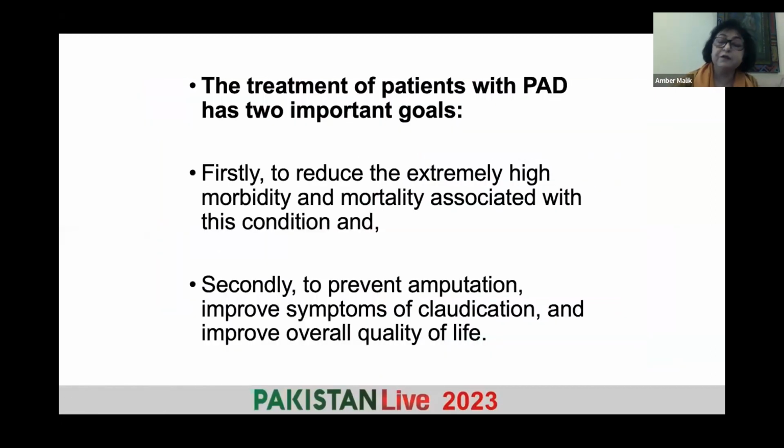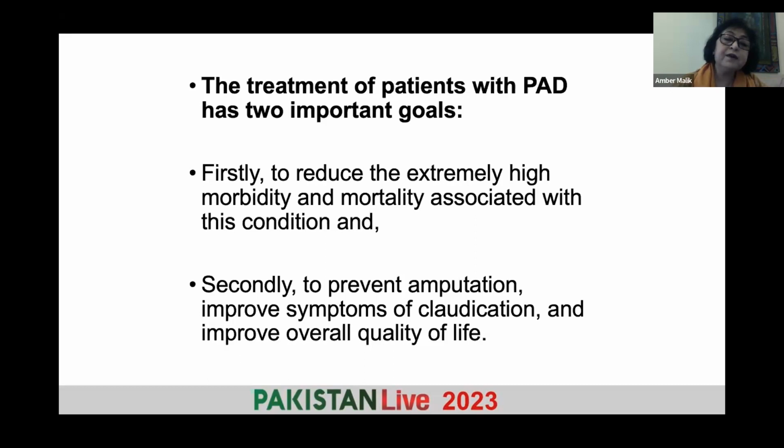Renal disease is one of the commonest things that we see. Our patients' average creatinine is normally 1.5, and that is always something that we have to deal with. And they're always high morbidity, high mortality patients. The treatment of patients with PAD has two important goals: always to reduce the extremely high mortality and morbidity that is associated with this condition, and secondly, to prevent amputation, improve symptoms of claudication, and improve overall quality of life.